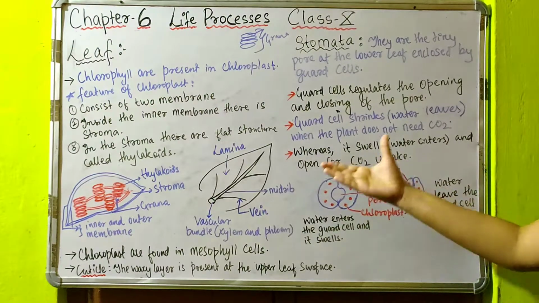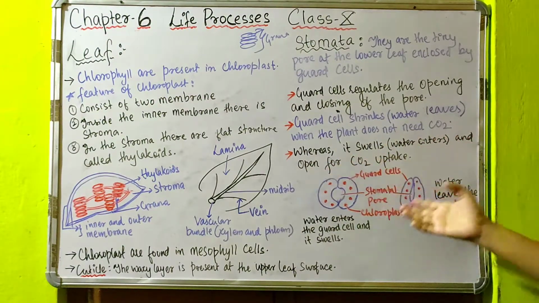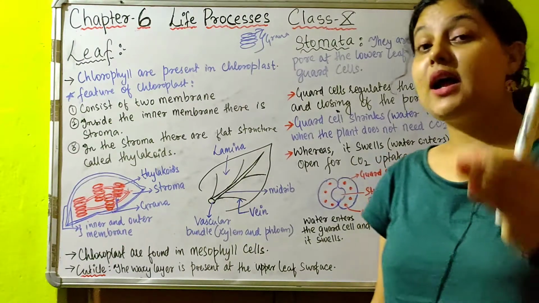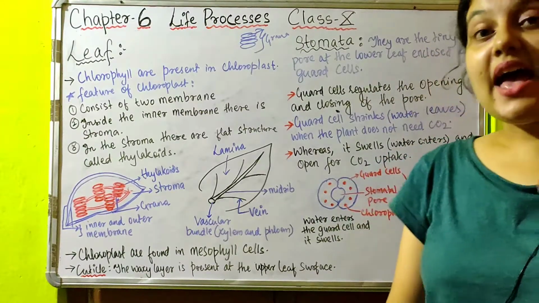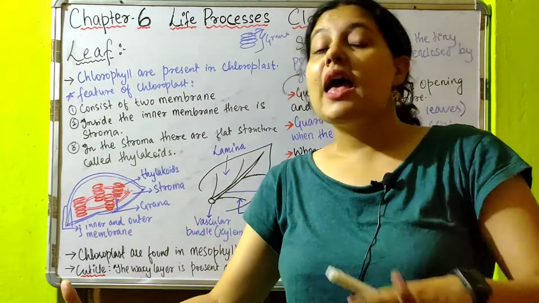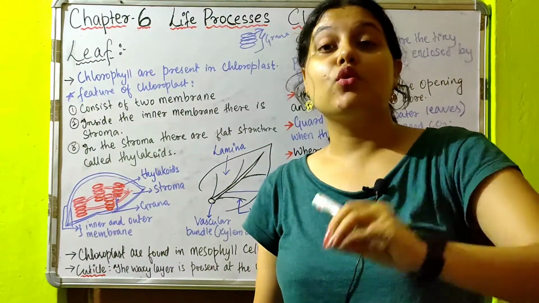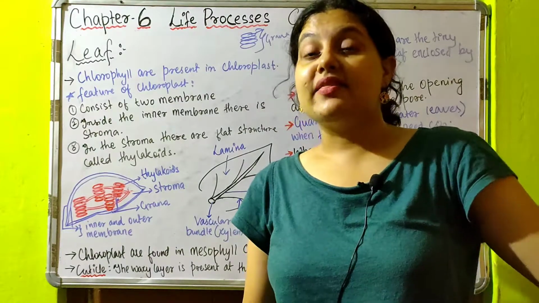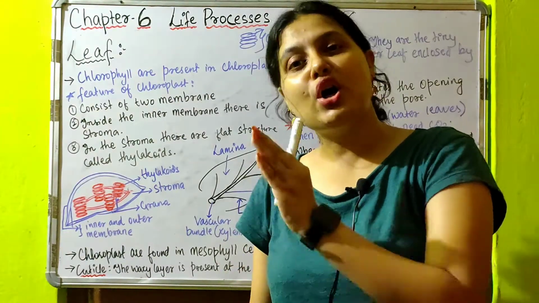The line I have written is: as it swells, that is, water enters and it opens for CO2 uptake. Whenever the plant wants to uptake CO2, water enters the guard cell, and then the guard cell swells, hence the stomatal pore will open. And whenever the plant does not require CO2, then what happens? The water leaves the guard cell, and then the guard cell shrinks, and hence the stomatal pore will also close.